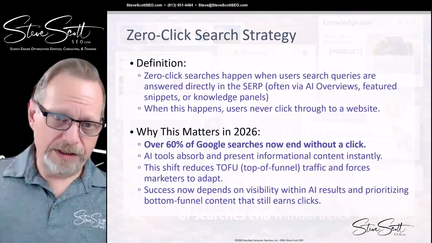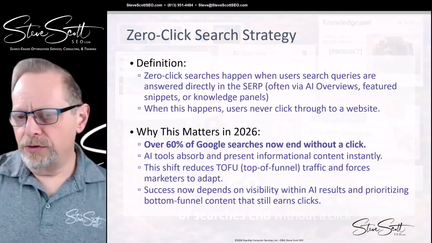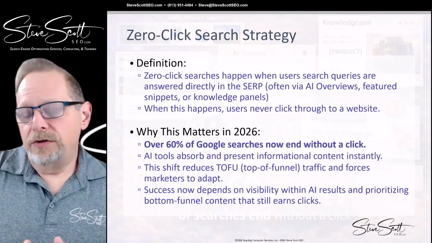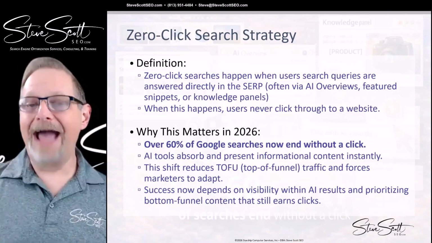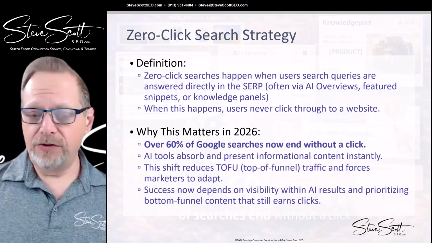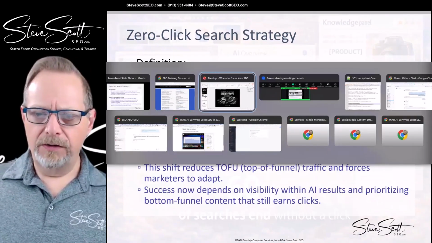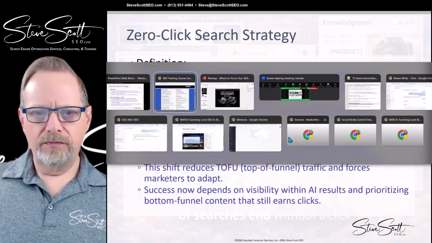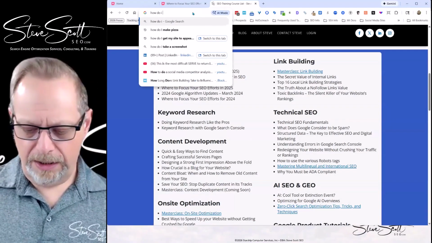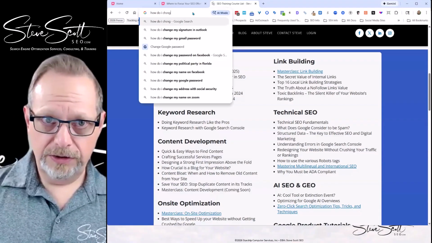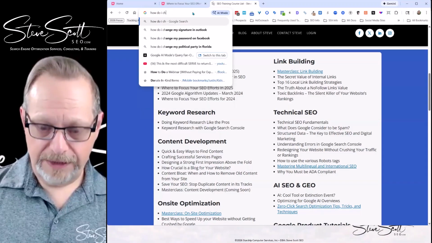So what's the definition? Zero-click searches happen when a user goes to a search query, but their answers are shown directly on the search results, often via those AI overviews that we're seeing, featured snippets or knowledge panels, right? So here, let me go over here. Let's type in something like, how do I change a tire? If I type it right, it might help.